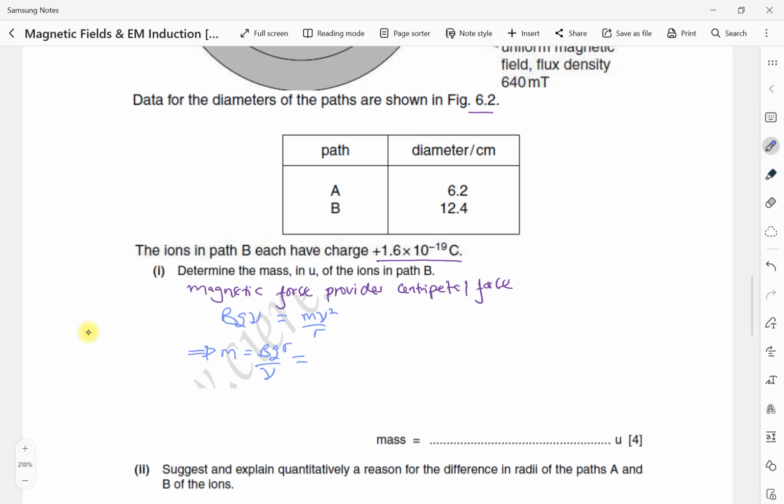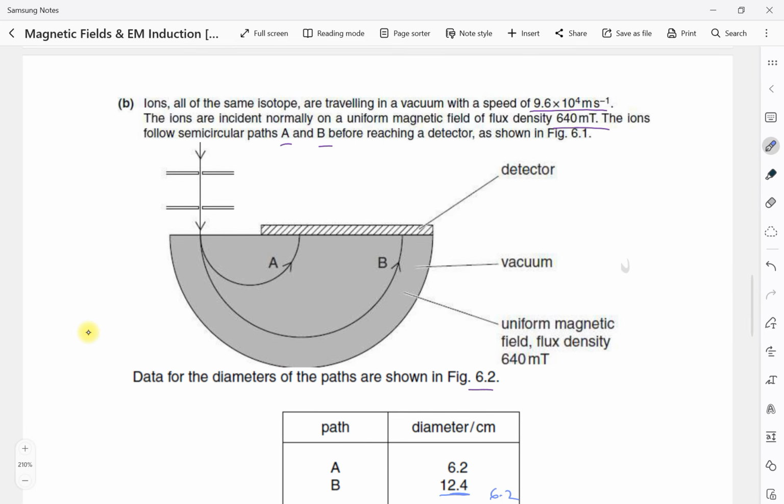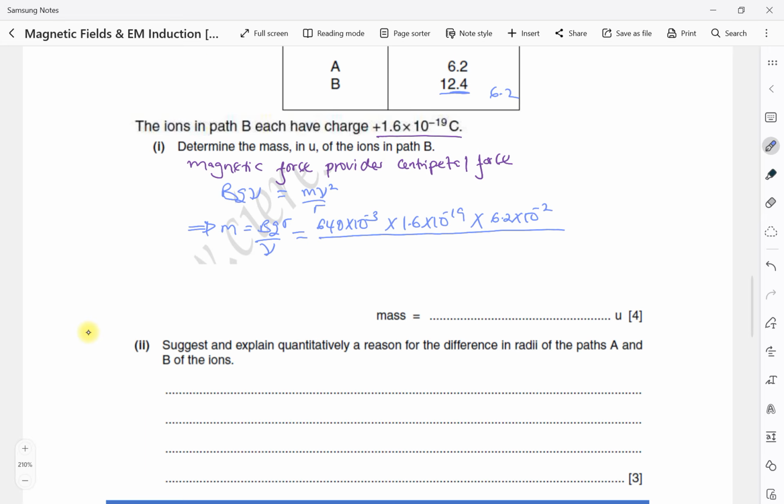B was 640 milliteslas, so that is 640 times 10 to the power of minus 3. Q is 1.6 times 10 to the power of minus 19. The diameter of path B is 12.4 centimeters, so the radius is 6.2 centimeters, which is 6.2 times 10 to the power of minus 2 to change it to meters. Then divide by the speed of the particles, which was 9.6 times 10 to the power of 4.